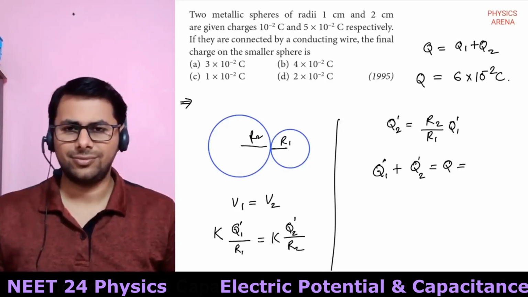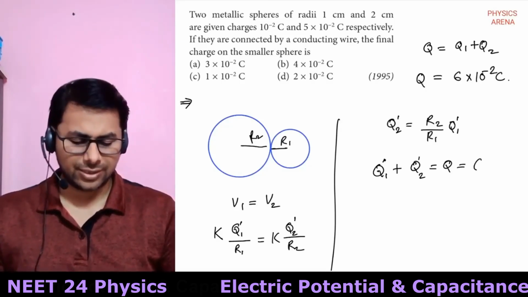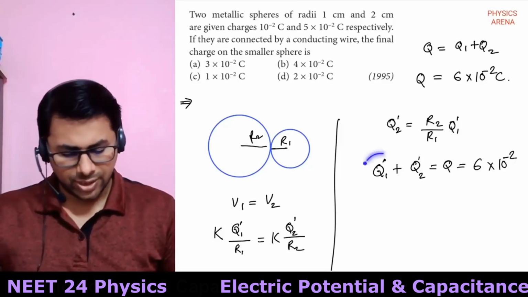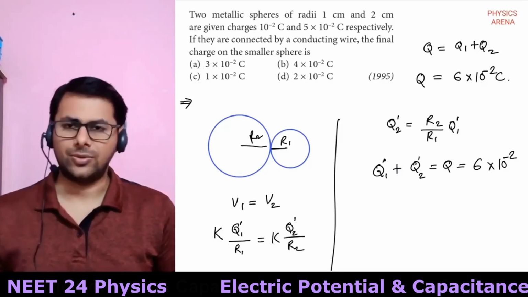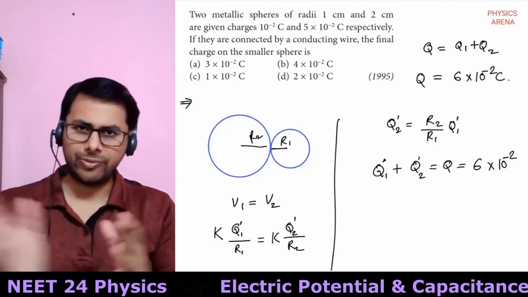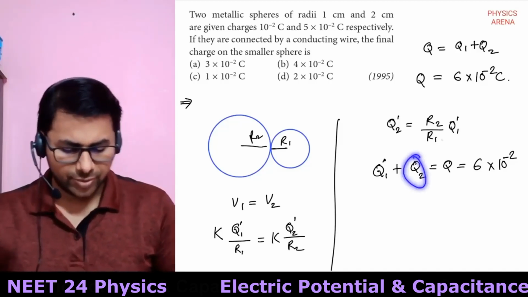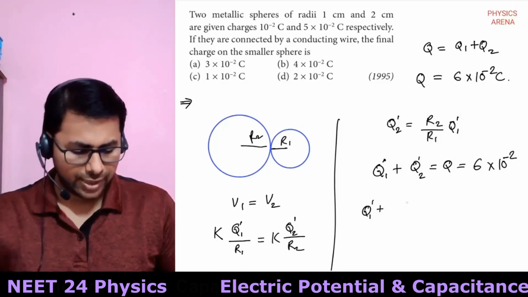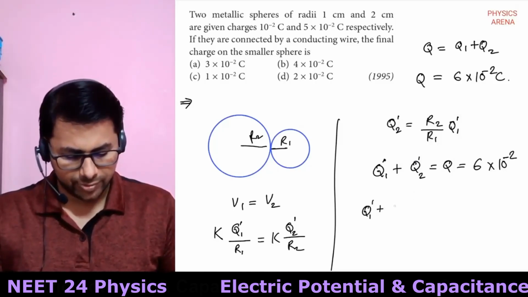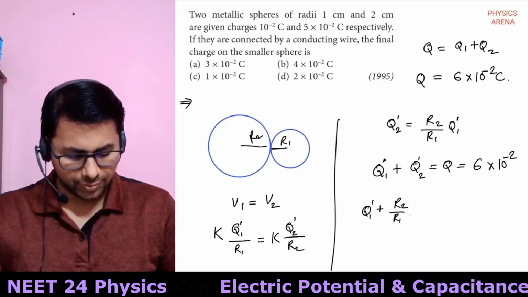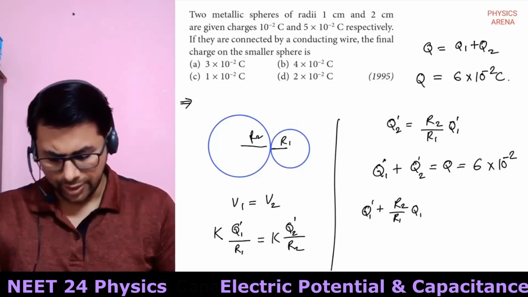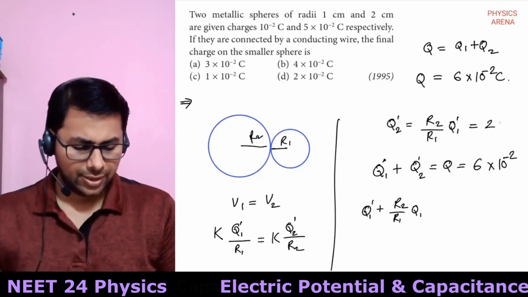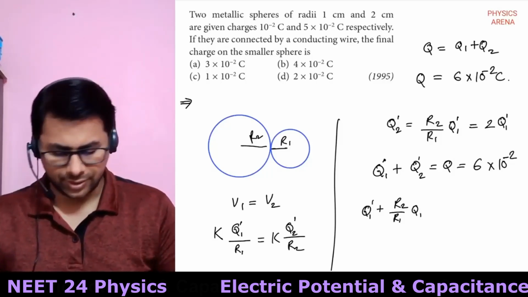Yes, no? Okay, so that is equal to 6 into 10 raised to minus 2 coulomb. So Q1 dash is how much? We want to find out the final charge. Q2 dash is how much? It's equal to this thing. So you have Q1 dash plus Q2 dash, which is R2 upon R1 times Q1 dash. And R2 is equal to what? R1 times 2, right?